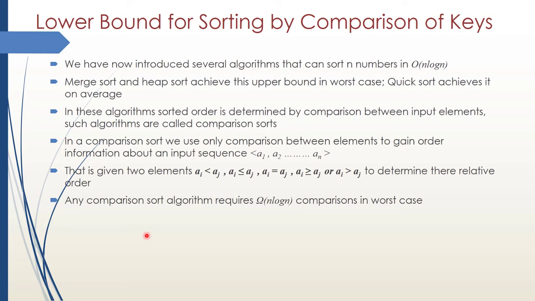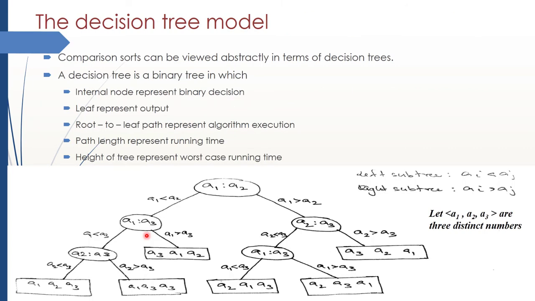So in this video, I am trying to prove that any comparison sort algorithm requires at least omega of n log n comparisons in the worst case. That "at least" is called the lower bound. Next is the decision tree model. This tree model is used to prove that theorem.